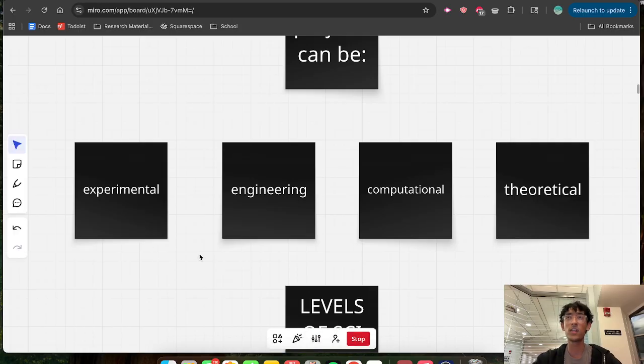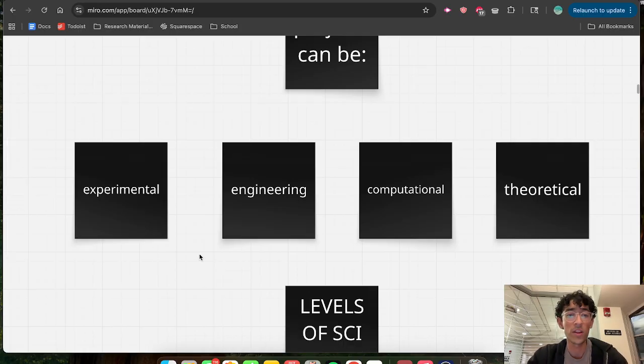Experimental is basically like your typical science project, right? So you have some kind of research question. For example, do plants grow in more light or less light, right? And you're changing a variable and you're doing an experiment and you're seeing what changes, right? That's the most textbook definition of a science project. It's an experimental science project, right? So that's one way to do it, but that is literally just the tip of the iceberg.